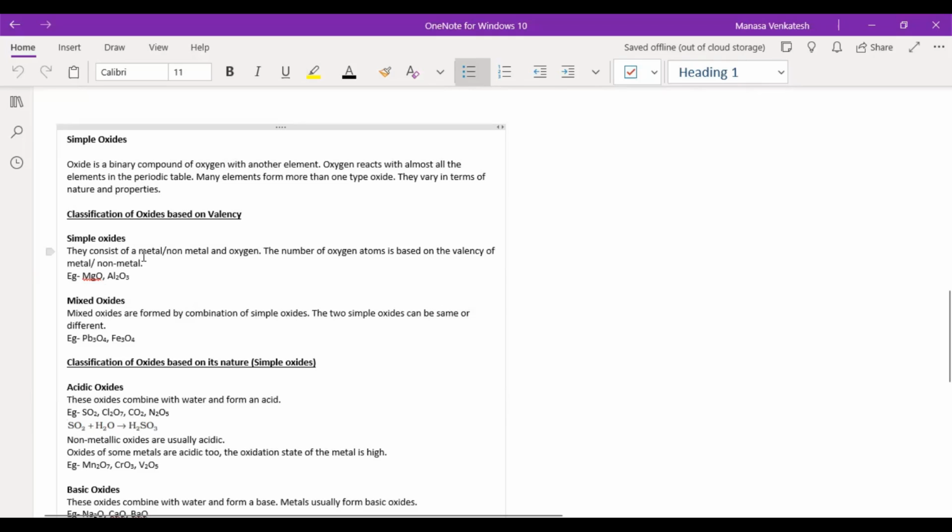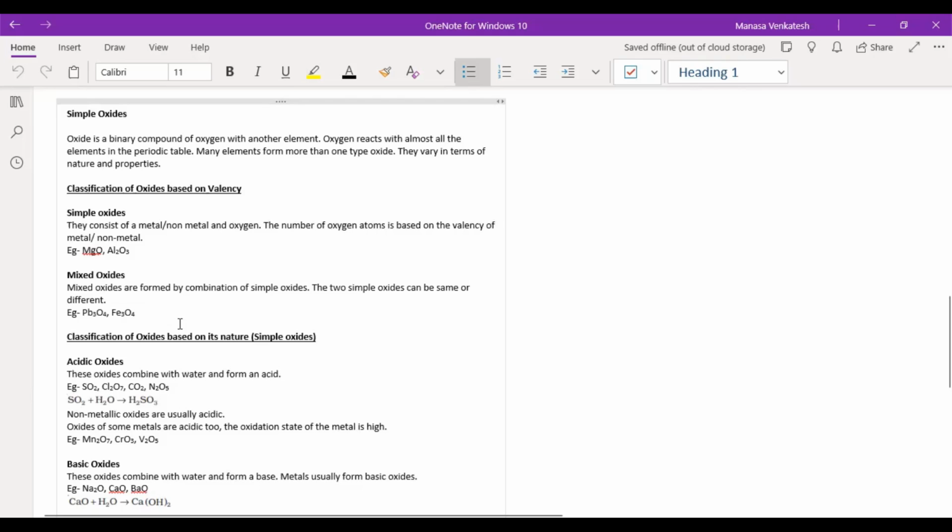Simple oxides will only have a metal or non-metal and oxygen. And the number of atoms of oxygen is equal to the valency of that particular element, that is metal or non-metal. Whereas a mixed oxide is actually formed by the combination of simple oxides. And the simple oxides which form this mixed oxide can be the same or different.